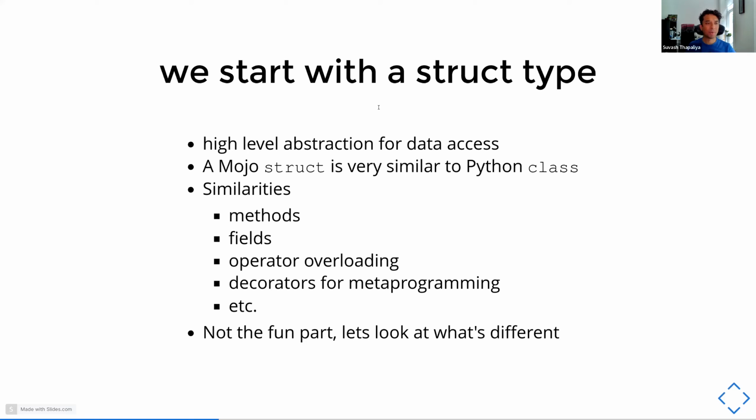What you can do, similarities with struct and classes, is that you can define methods on them, just like you do on classes. You can define fields. Operator overloading just means that you can have multiple definitions for the same operator. And then you can do Python style decorators. That's the similar part, but the non-similar part is where the boundaries of Mojo become larger, right?